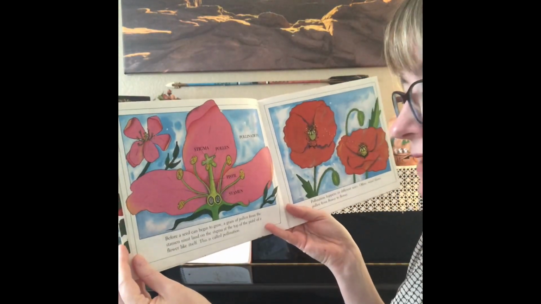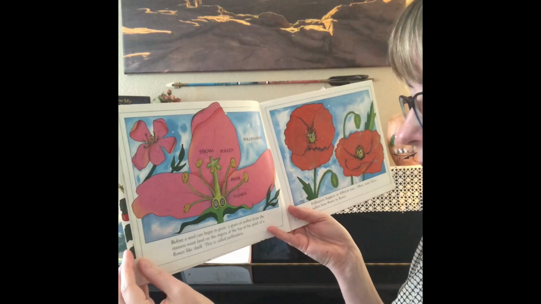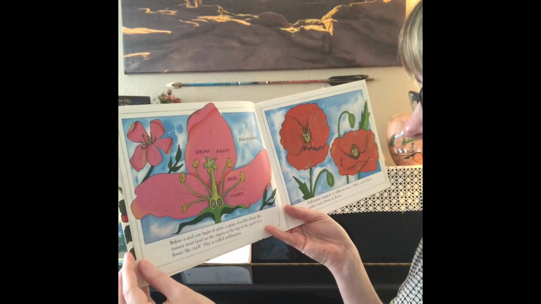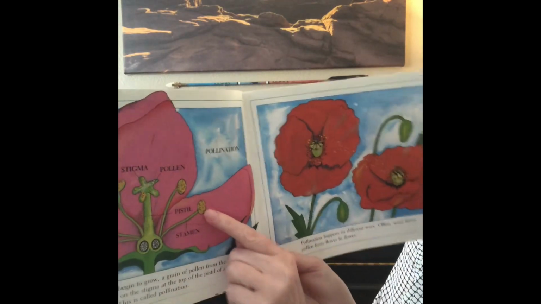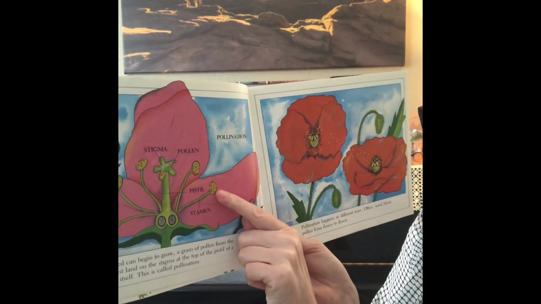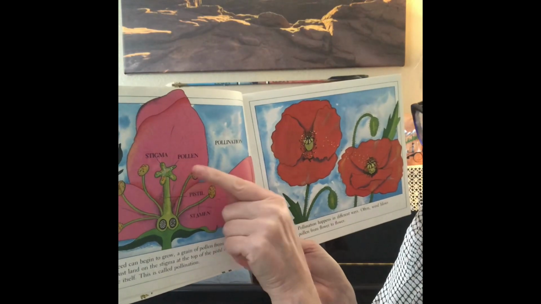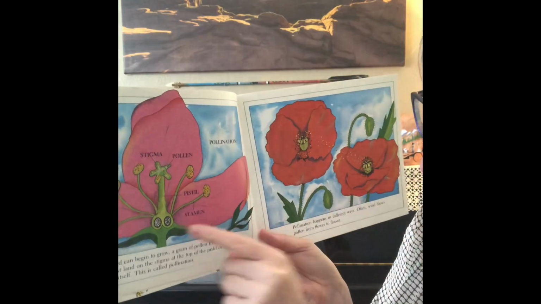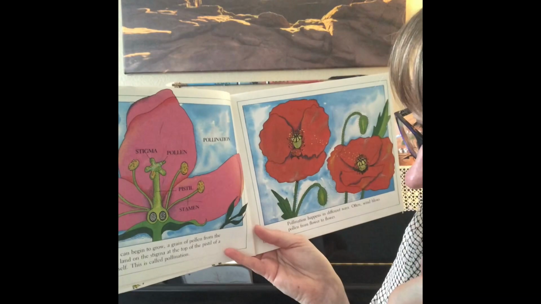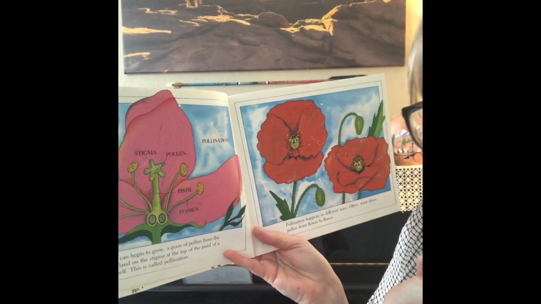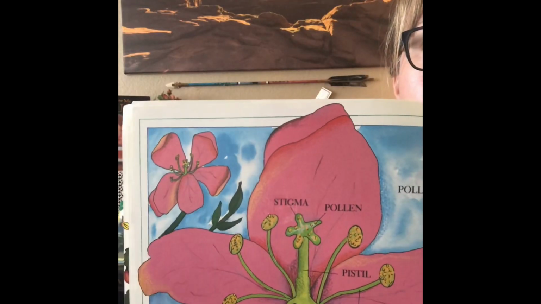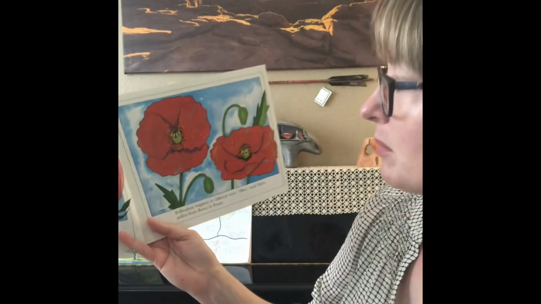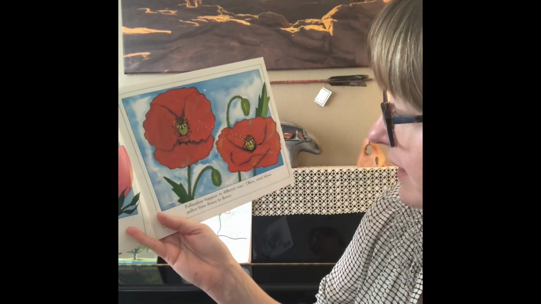Before a seed can begin to grow, a grain of pollen from the stamen, here is the pollen right here, this pollen must land on the stigma at the top of the pistil. This is called pollination. Pollination happens in different ways.